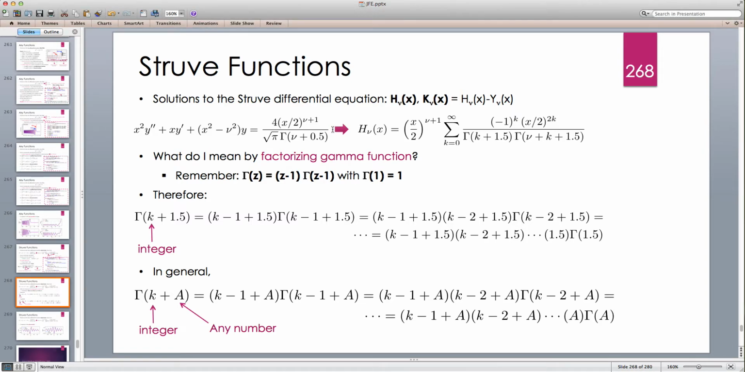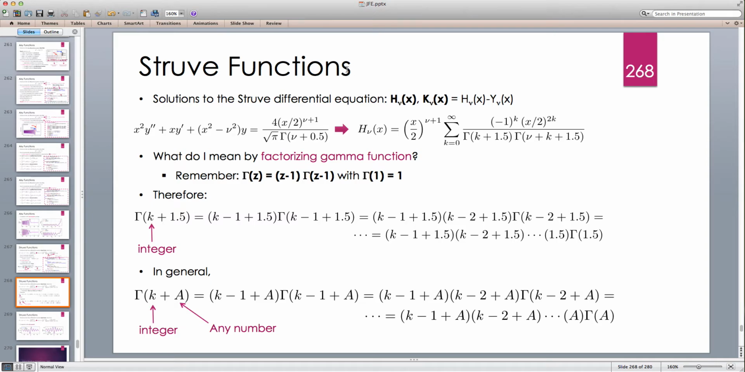In this tutorial, I'm going to continue our discussion with evaluating special functions. And after looking at many different special functions, we can now look at the Struve function.